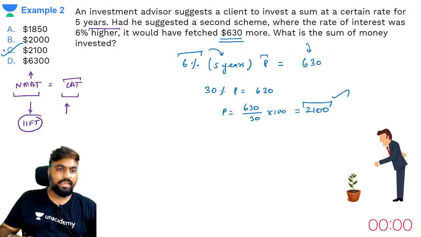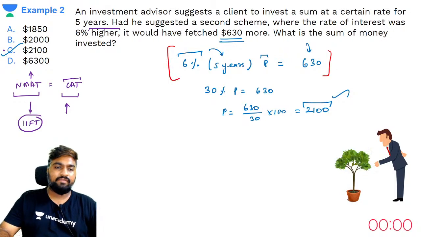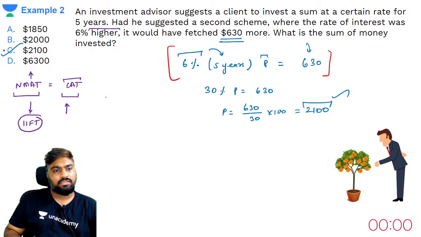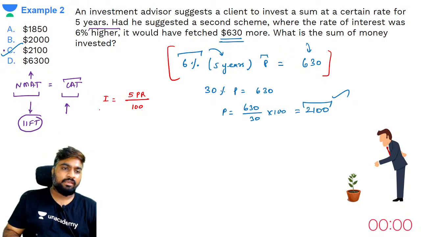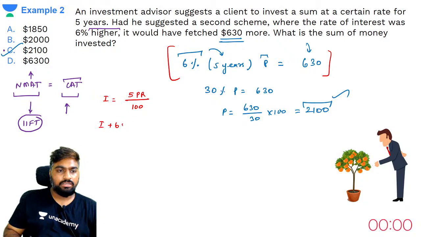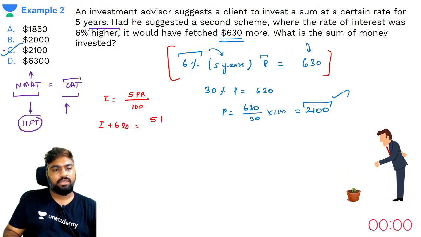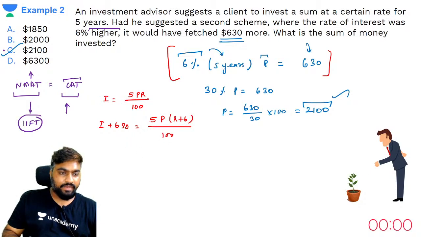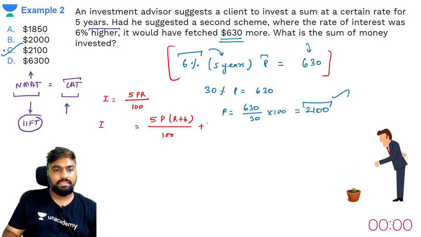Got it? So how did we get this? See, for the first year, the interest amount is going to be P times R times T, that is 5 times PR by 100. The new interest, which is $630 more, is going to be for the same 5 years, the same principal, but the rate of interest is R plus 6 by 100. If I take the difference between both of these, then what happens? If I take this 630 to the other side, I can equate or find out the difference.